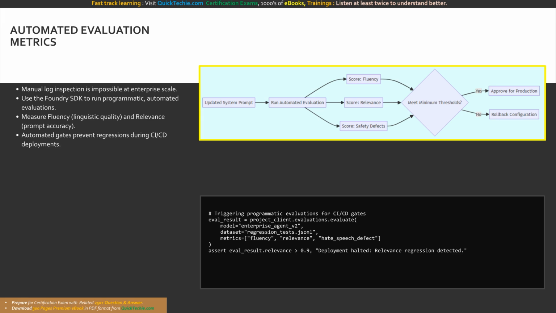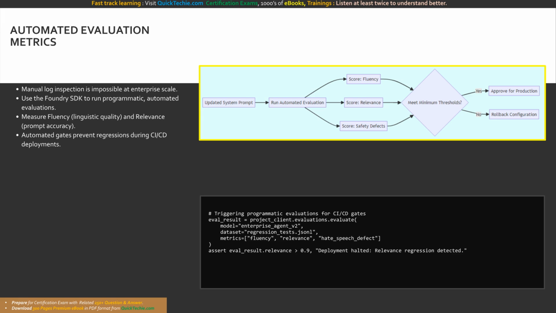Key operational metrics include fluency, which accurately measures linguistic correctness and natural language quality to ensure professional communication; relevance, which precisely determines if the generated response accurately addresses the original prompt; and groundedness, which we discussed earlier, for forcefully verifying factual accuracy in your custom RAG scenarios. Crucially, you should also continuously run automated safety evaluations to explicitly measure the potential presence of harms, specifically testing your agent's resilience against hate speech, self-harm content, and sophisticated jailbreak vulnerabilities.